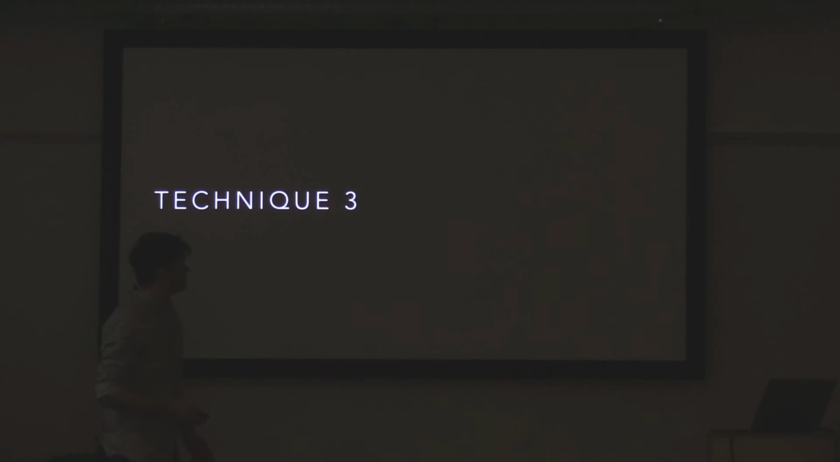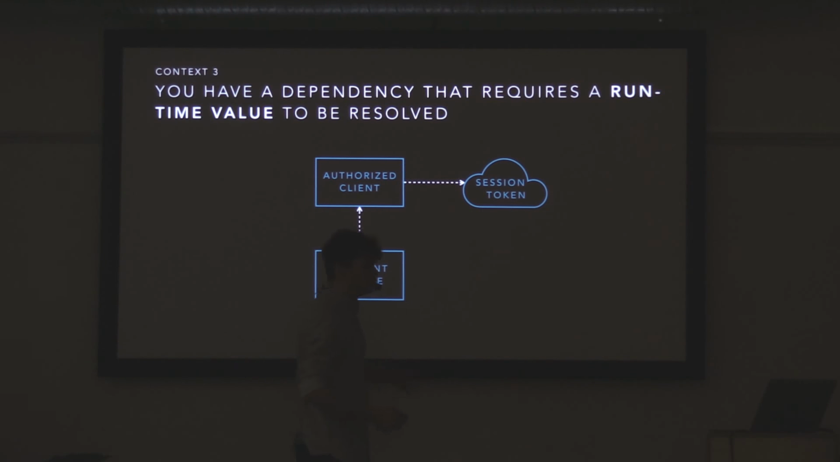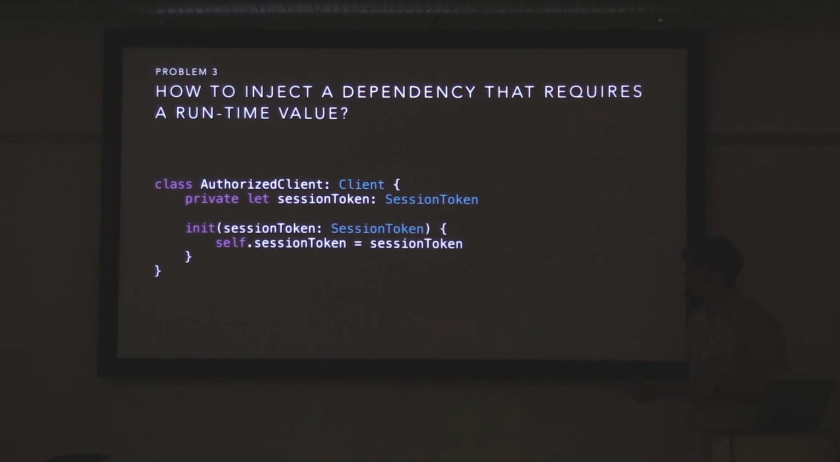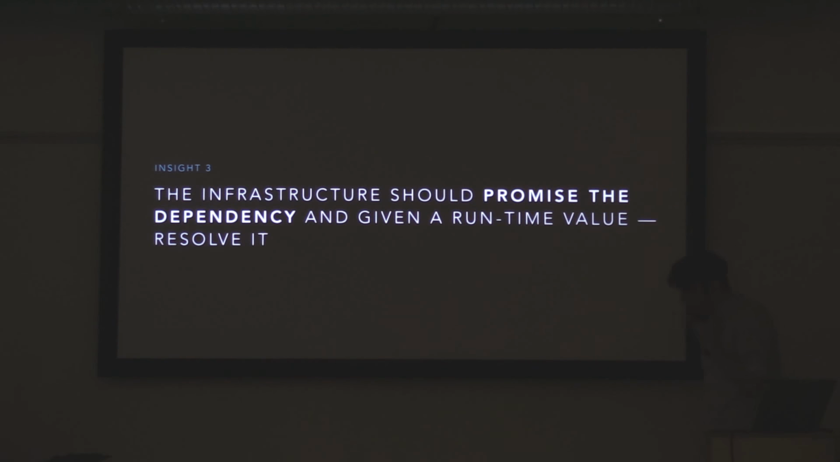So one obstacle left. So imagine that now you depend on something which is available only at runtime. So you depend on a runtime value and you cannot pre-instantiate, pre-initialize something. It might look something like this. The session token here is definitely not the thing which is available at compile time. So the insight would be that, again, infrastructure is responsible, but this time infrastructure should sort of promise you the dependency, and given this runtime value, resolve it.